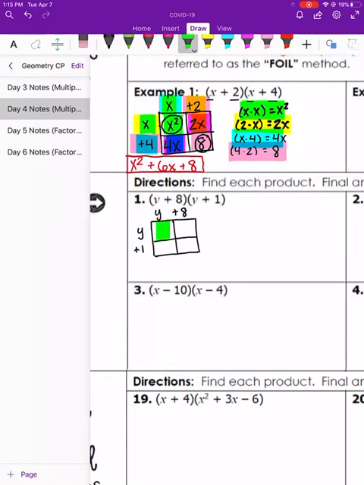So I'll go ahead and highlight the boxes. For my green box, again, I'm going to do the y and the y. So y times y equals y squared. Then for my yellow one, you're going to do the two things that go to it. So the plus 8 and the y. So 8 times y equals 8y.